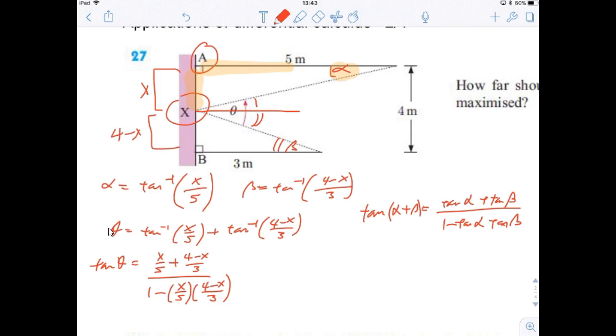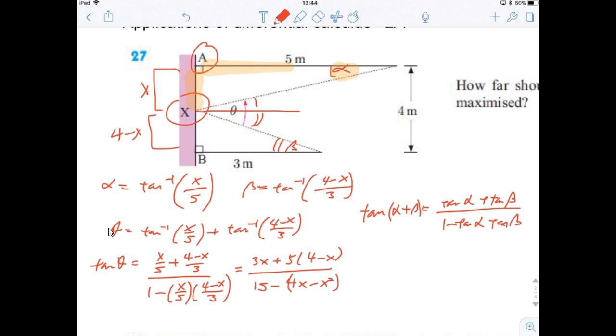So let's see. Let's try to algebraically simplify this. We can multiply everything times 5 times 3, so that we can get those out of the denominator. So we'll get 3x plus 5 times 4 minus x on top, and on the bottom we would have 15 minus 4 minus x times x, which is minus 4x plus x squared. No, minus x squared. Minus x squared.